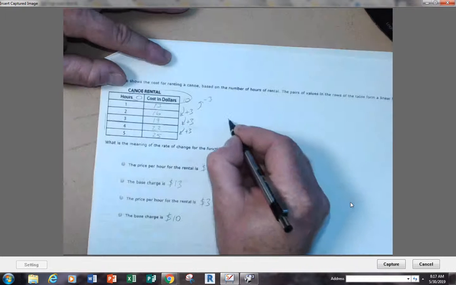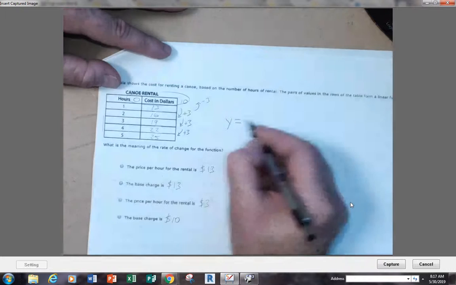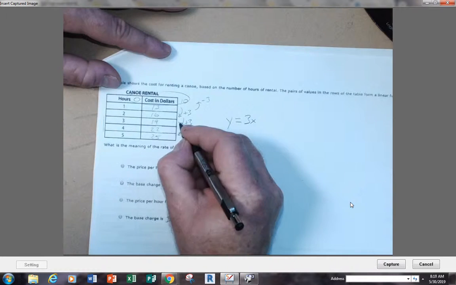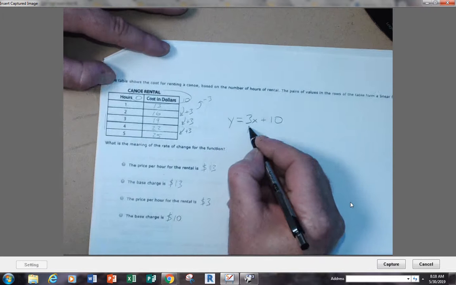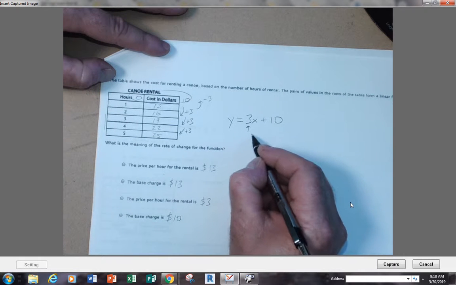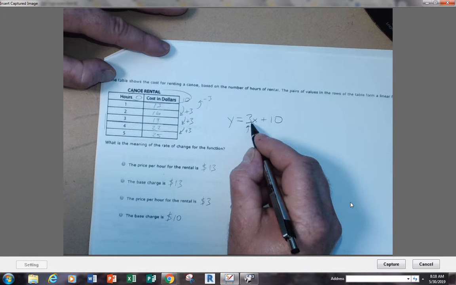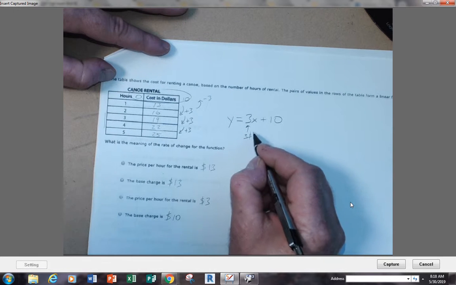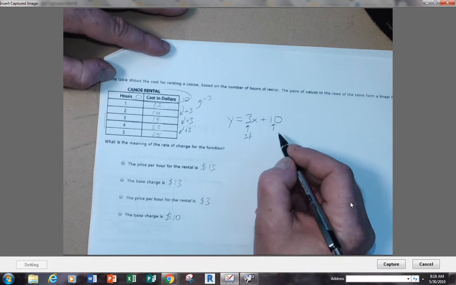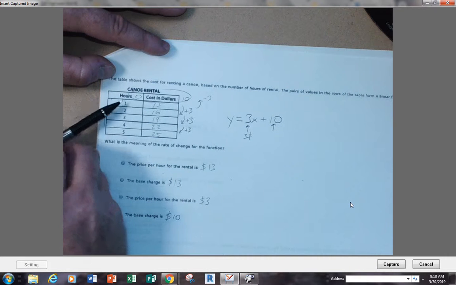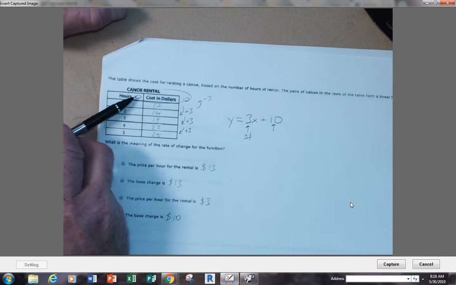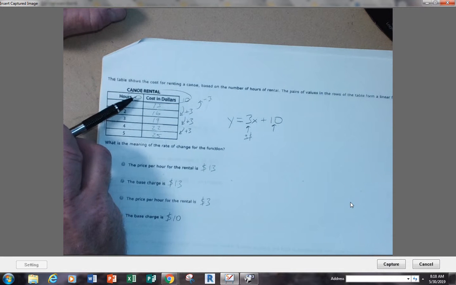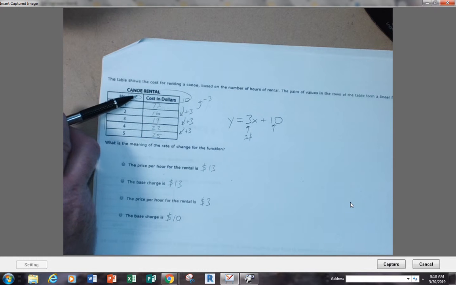So if you write this equation, y equals the 3, the number that is going up each time, plus the 10. What that's telling you is that this is the price you're paying per hour, $3 per hour. That's what that number is right there. This number right here, 10, is the number that you're paying after renting it for 0 hours, which means how much you're paying right away, even before you start renting, or the initial base cost, which means, again, the cost you're paying before you even start renting a canoe.